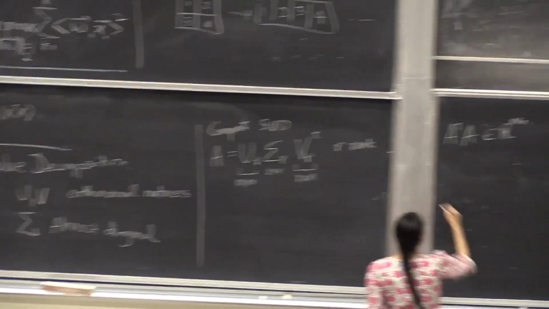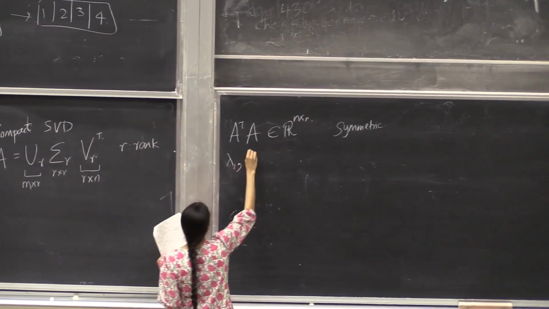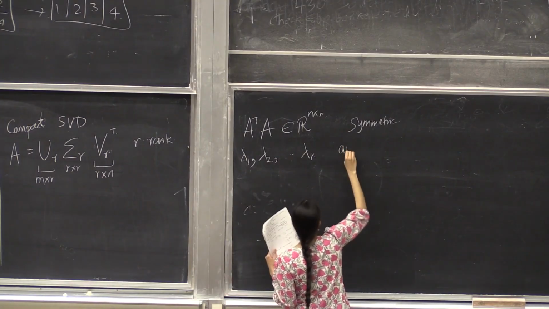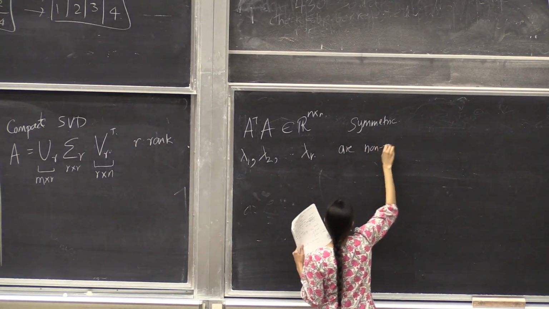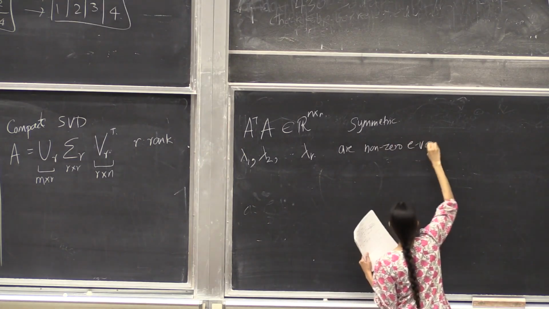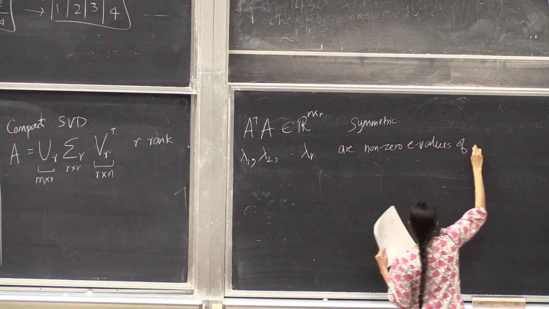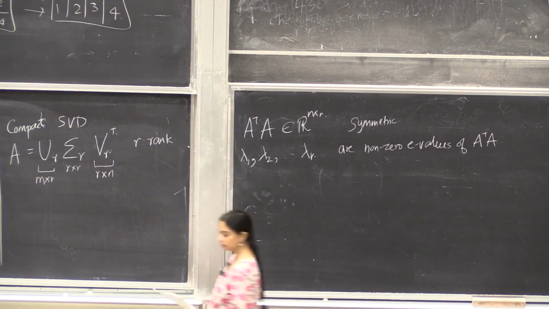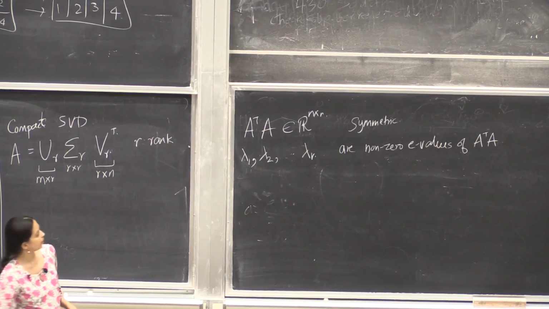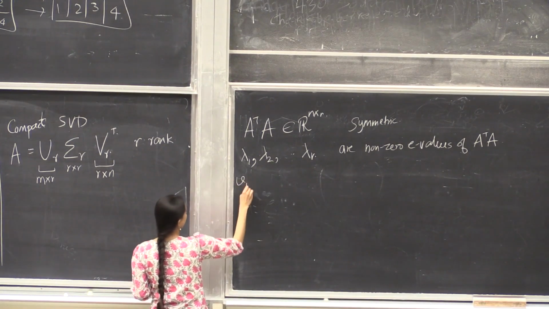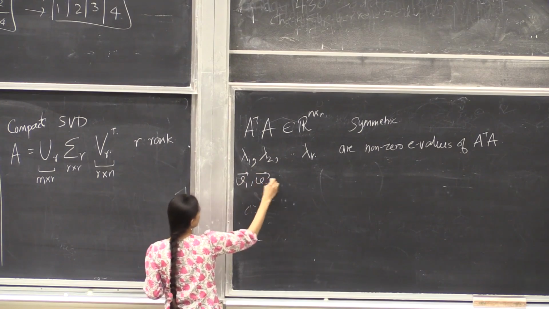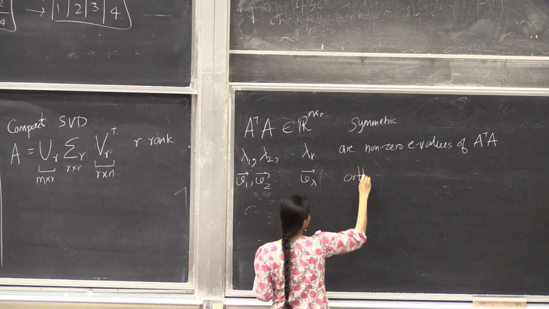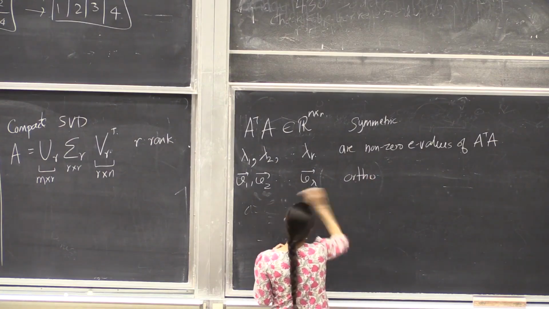So let's say that this A transpose A has eigenvalues lambda 1, lambda 2, through lambda r, which are the non-zero eigenvalues of A transpose A. Okay? Let's further say that it has corresponding eigenvectors v1, v2, through vr. And these are now orthogonal. Let's just call them orthonormal. I'll normalize them.